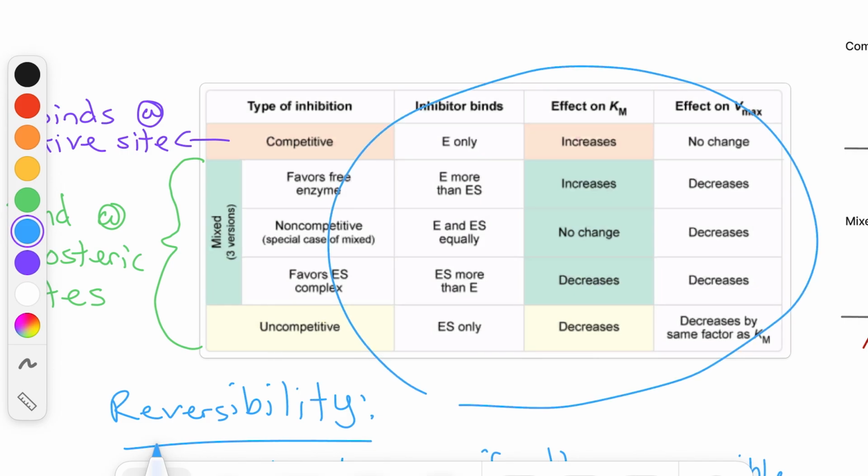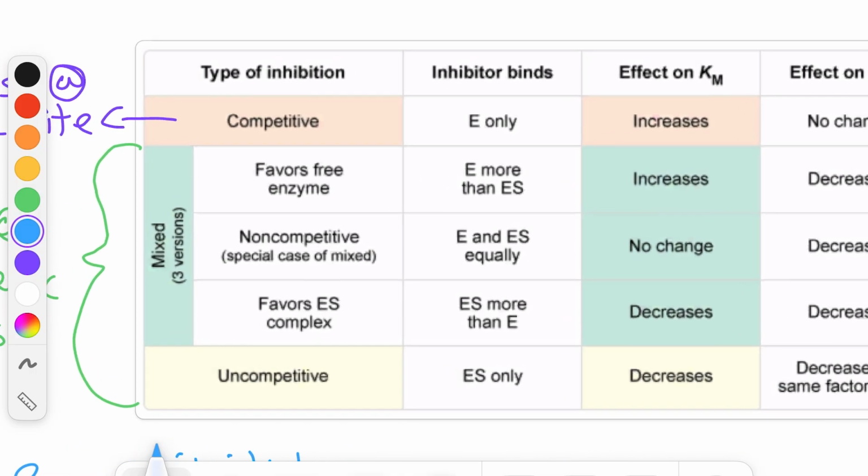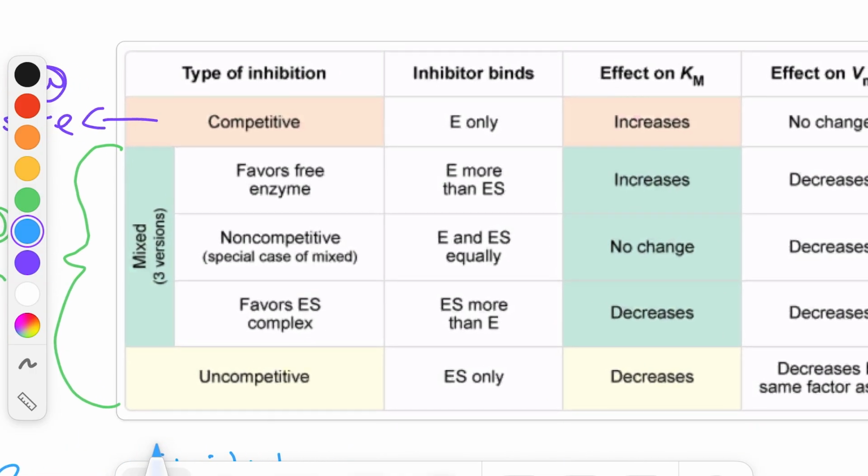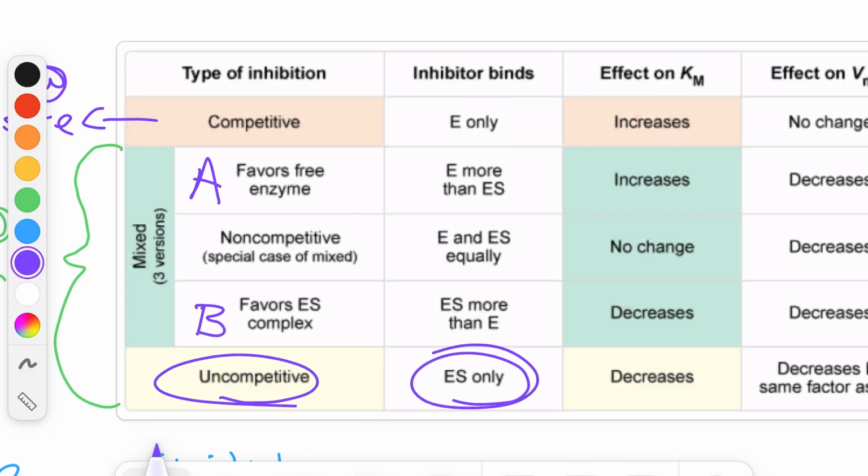Okay, so let's look at some more patterns, because there's a lot of information here and this can be really intimidating. A useful pattern which makes this table so useful is that it's in order of binding preference. So if we start at competitive, and I'm going to label this mixed A and mixed B, it only will bind to the enzyme when it's alone, when it does not have a substrate. And uncompetitive at the bottom will only bind in the enzyme substrate complex. In other words, when the enzyme has its substrate.